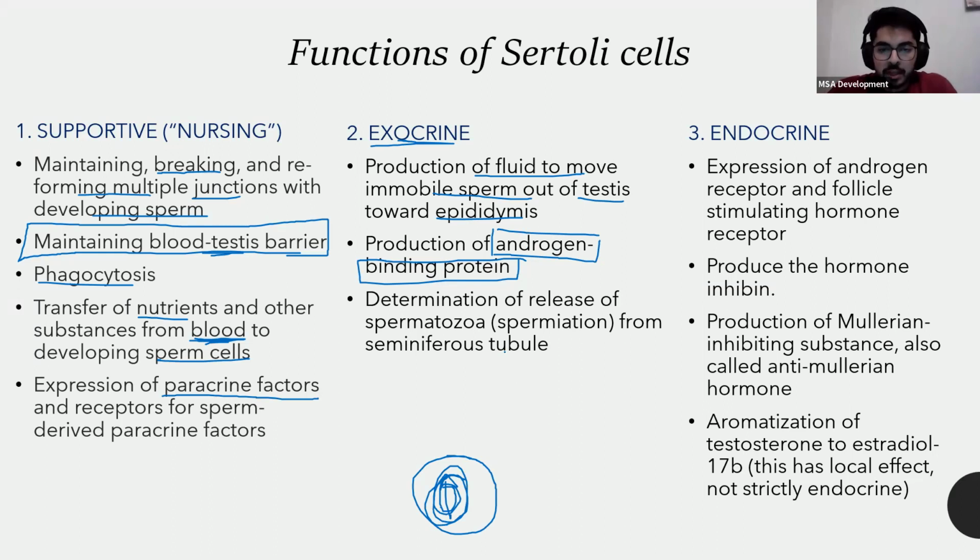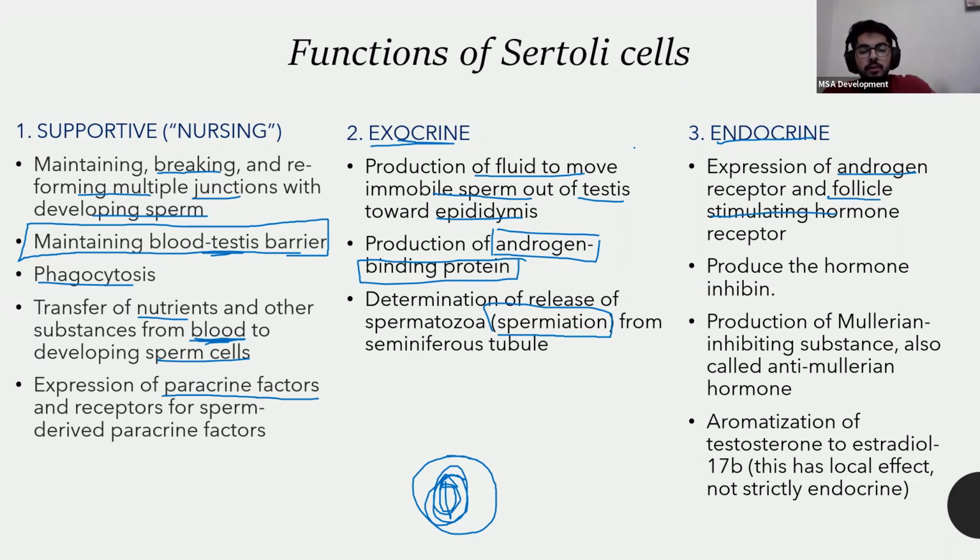The last one is spermiation. The last exocrine function of Sertoli cells is spermiation that we have already discussed, which is basically the release of these sperms into the seminiferous tubule. The Sertoli cells also have endocrine functions. They express androgen receptors and follicle stimulating hormone receptors, basically for testosterone and FSH.